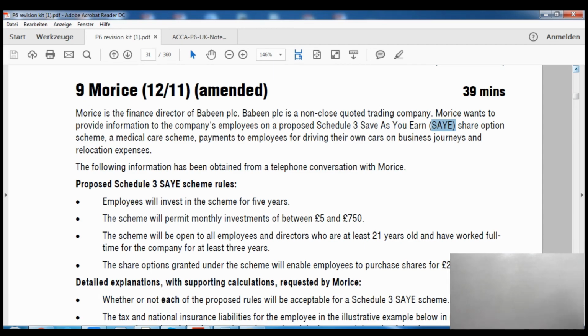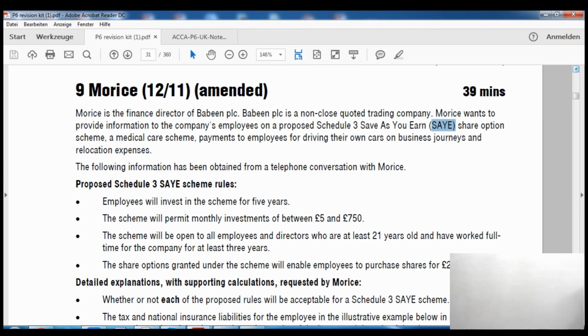So what are the proposed rules? Employees will invest in the scheme for 5 years. So we know about the SAE scheme. Can we do it for 5 years? Yeah, of course we can. We can do it from 3 to 5 years. So he's right in this, he's doing it for 5 years. So you will have to state in the answer that yes, he can do it, because we can do it from 3 to 5 years. So he's right because he's choosing it for 5 years.